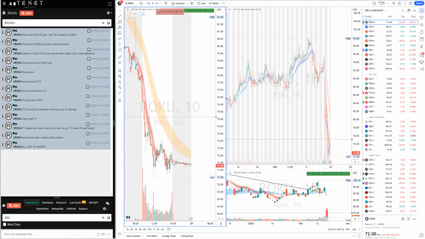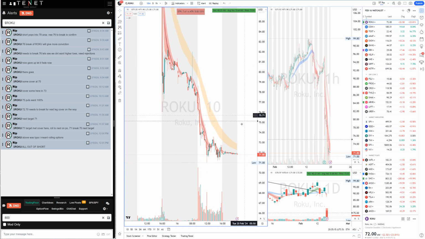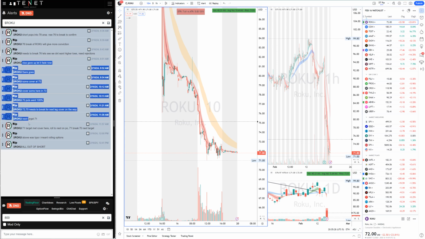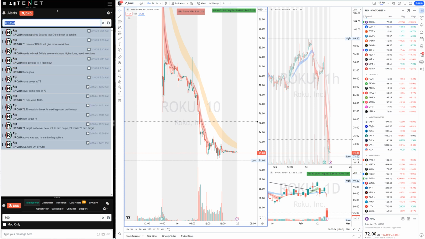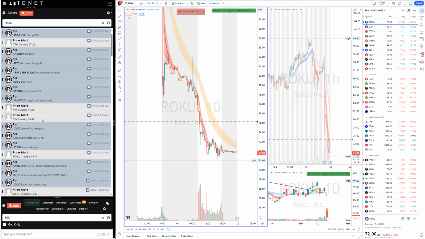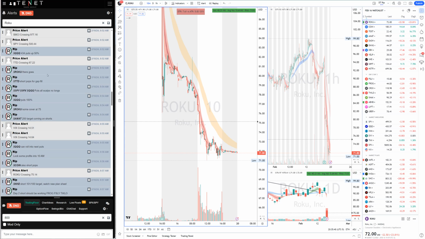And as you see here, Roku rejected heavy. And I told everybody to short the pops into the 78 area. If 76 breaks, it will confirm. And that's it. You can see the live guidance here, full guidance from 76, 77 all the way to 71. $5 short on Roku. You can see all the price alerts going on to keep the community informed.